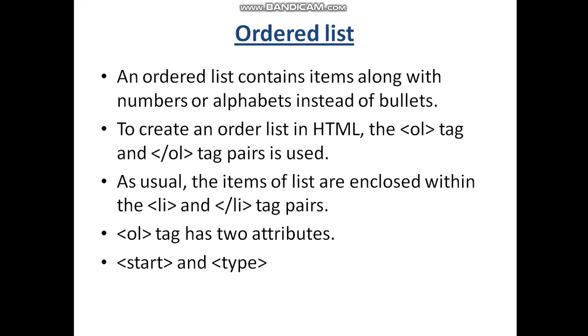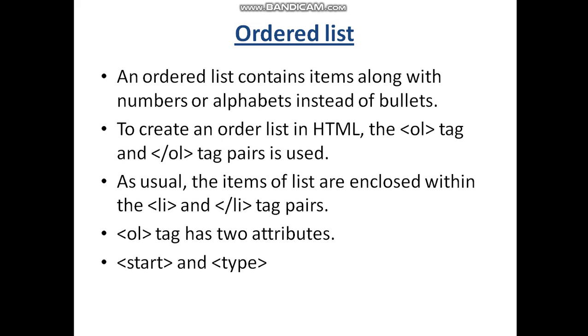We have learned about the unordered list, making a list with or without bullets in HTML. For a list with simply bullets, we use the UL tag. But when we want to make a list with numbers or alphabets, then we use an ordered list. An ordered list contains items along with numbers or alphabets instead of bullets.